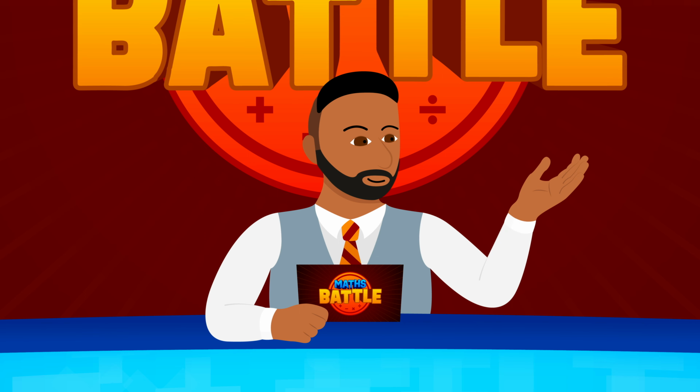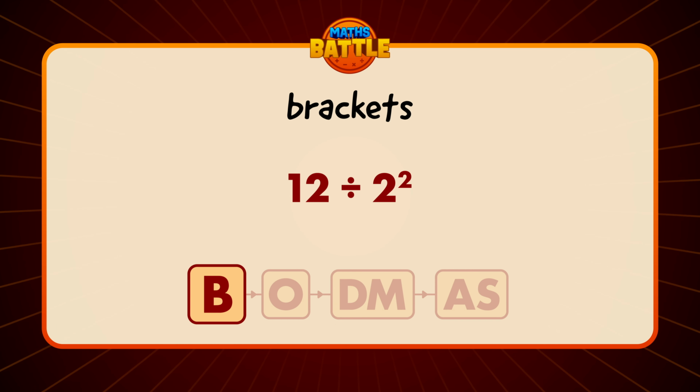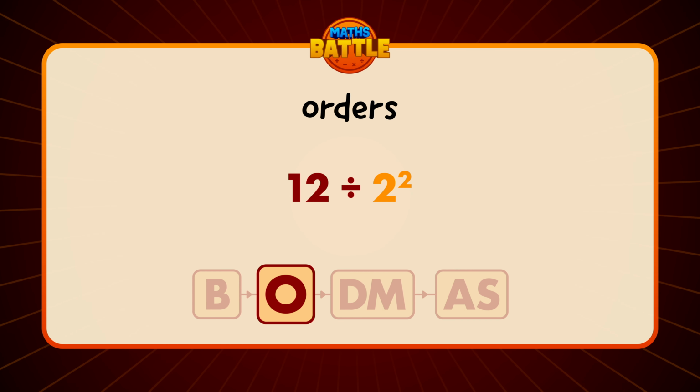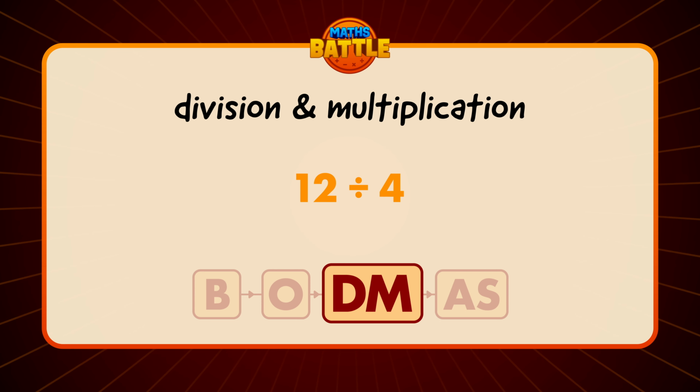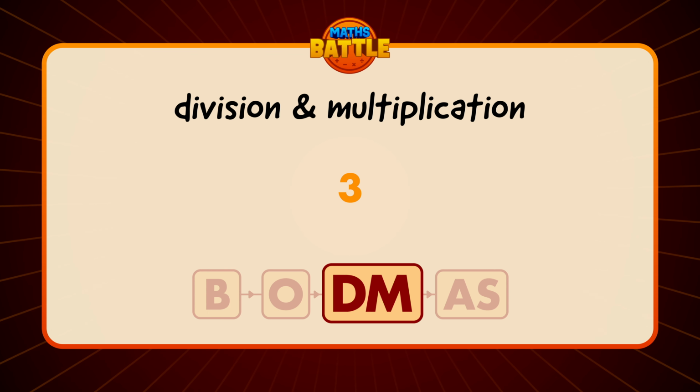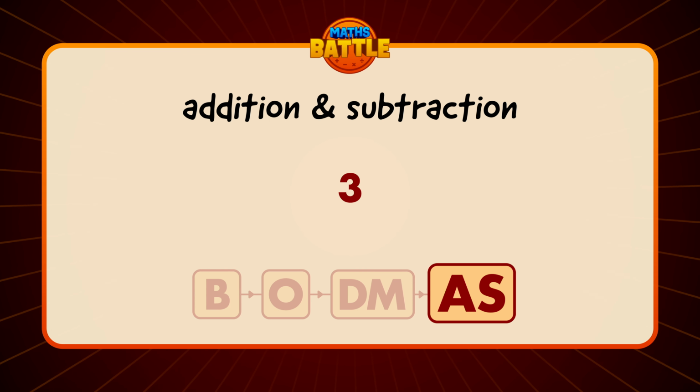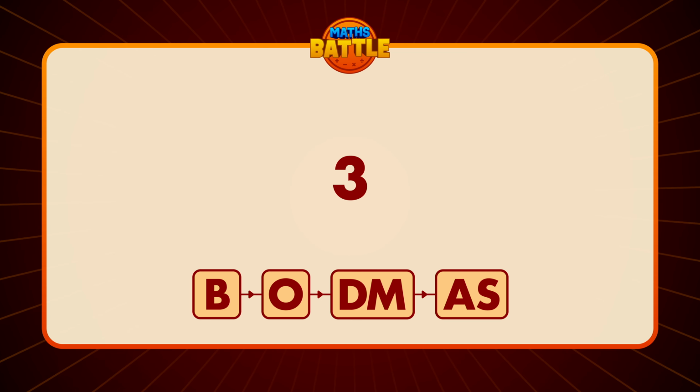Will, what have you got? Okay, there aren't any brackets, so I'll move on to O, orders. 2 squared, or 2 times 2, is equal to 4. Now I'll do DM, division and multiplication. 12 divided by 4 is equal to 3. There's no addition or subtraction left, so I'm done. The answer is 3.